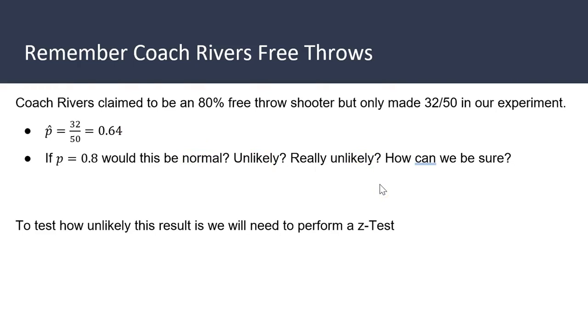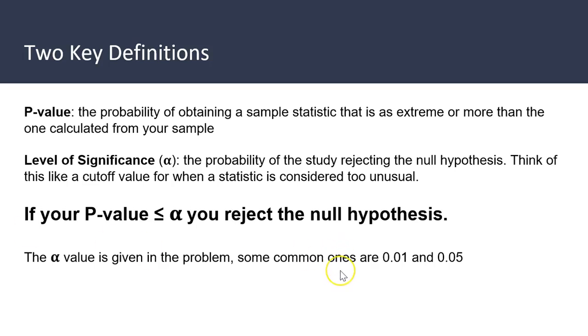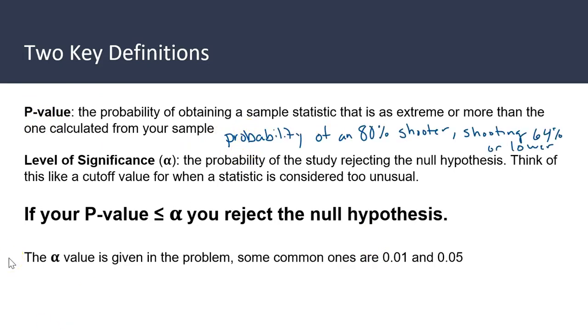And so to test how unlikely this result is, we're going to do something called a z-test. To do a z-test, you need to know two things. The p-value is the probability of obtaining a sample statistic that is as extreme or more. So in our case, with Coach Rivers only shooting 64%, the p-value would be the probability of an 80% shooter shooting 64% or lower.